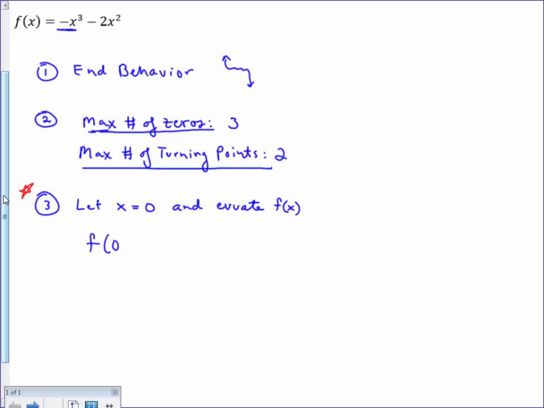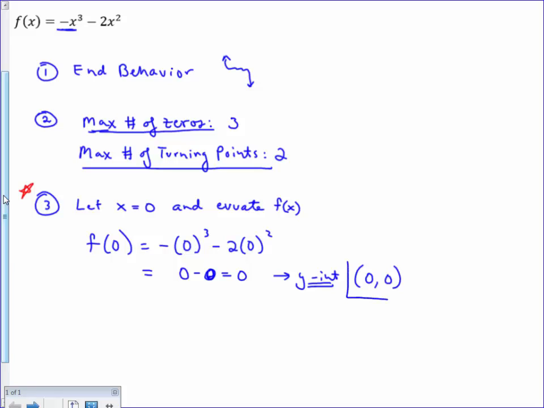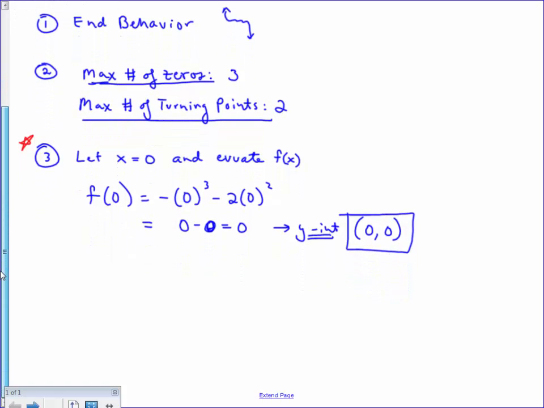So f of 0 equals negative 0 to the third minus 2 times 0 squared. Well, each one of these would yield a 0, and then subtracting them we would get 0. Here, because we're asked to find a y-intercept, you want to make sure to write your actual answer as an ordered pair, so we would write it (0, 0). Now this is something that I'm going to box in later on. I'm going to come back and look for this point so that I will be able to graph that point at a later time.